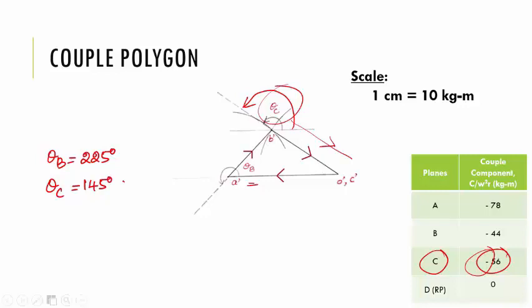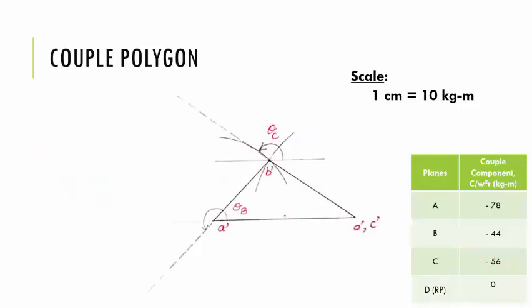Okay. In the couple polygon, this side corresponds to the couple component of mass A, that is 78 kilogram meter, and this side represents the couple component of mass B, that is 44 kilogram meter, and this side represents the couple component of mass C, that is 56 kilogram meter. Okay. Now with the known angular positions of mass A, B and C, we can draw the force polygon.